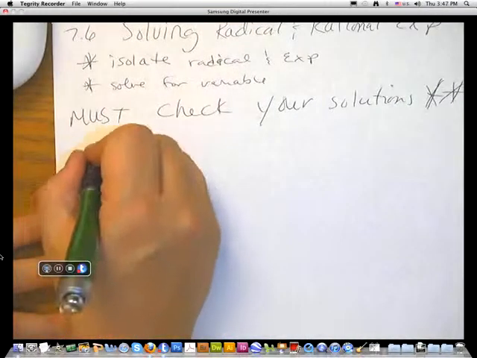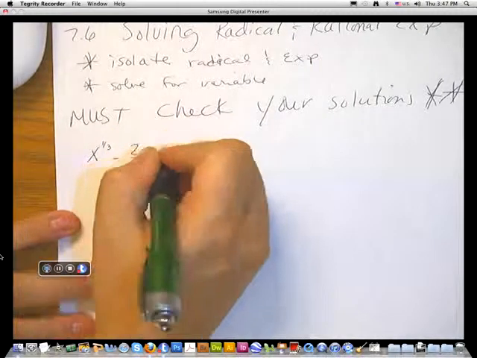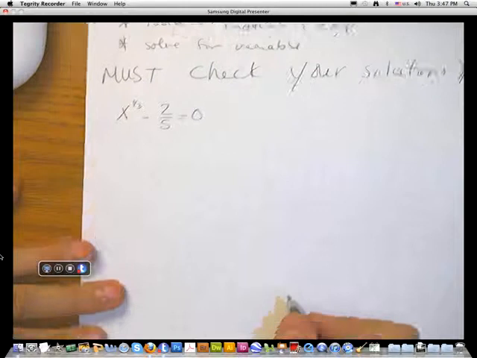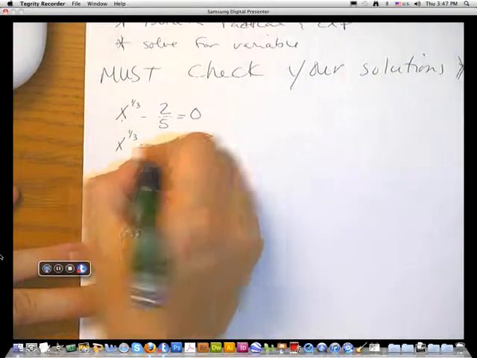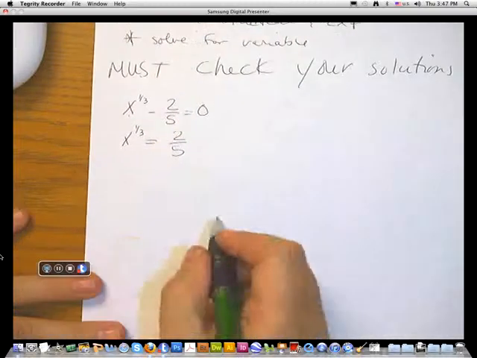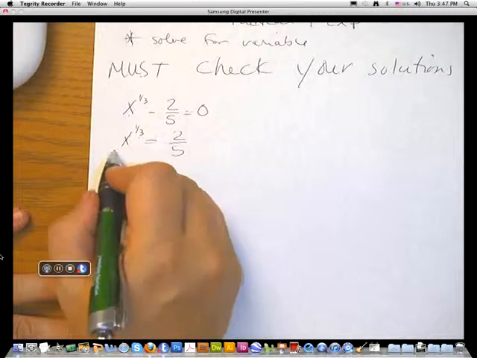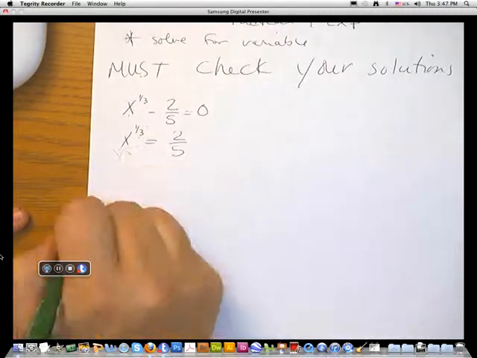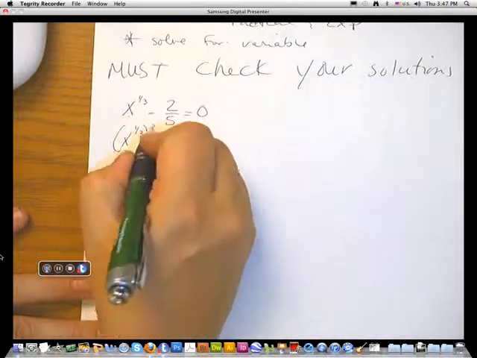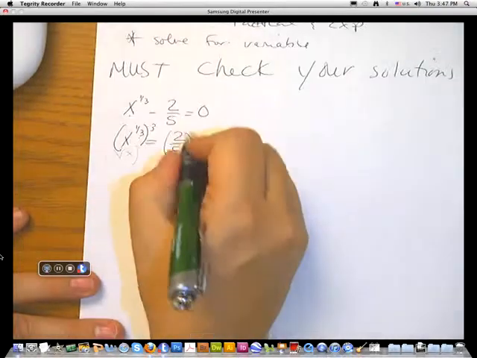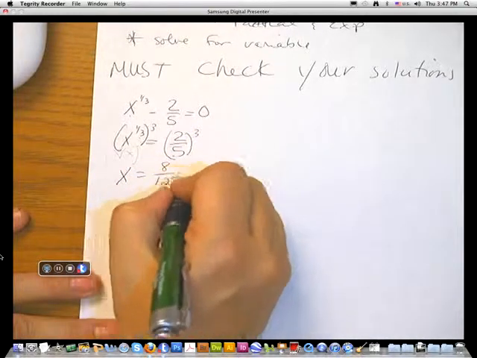Alright, so we have x to the 1/3 minus 2/5 is 0. So I want to isolate it. I'm going to add over the 2/5. Well, in order to get rid of a third, we would raise it to the third power, because remember this is actually a cube root. And the way you get rid of a cube root is to cube it, so that means the same thing. Cube both sides. So x is 8/125.